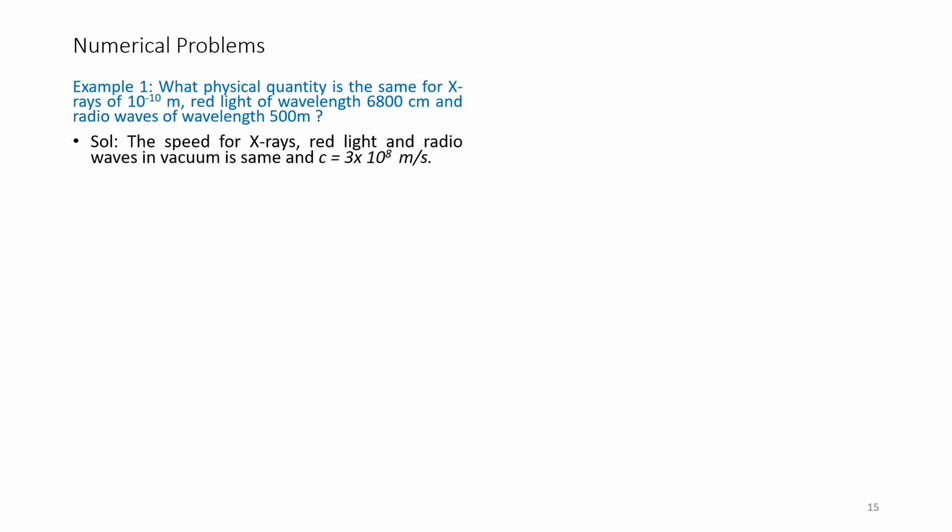So speed for X-ray, red light and radio wave is common, is the same, that is c is equal to 3 into 10 to the power of 8 meters per second. c is common for all electromagnetic waves.